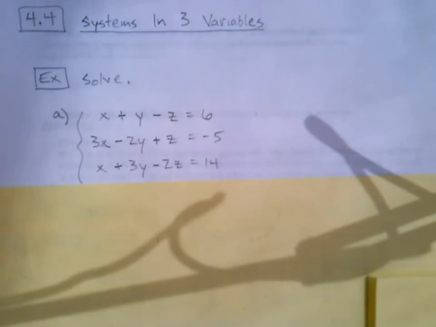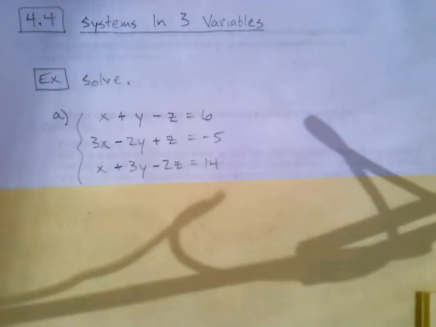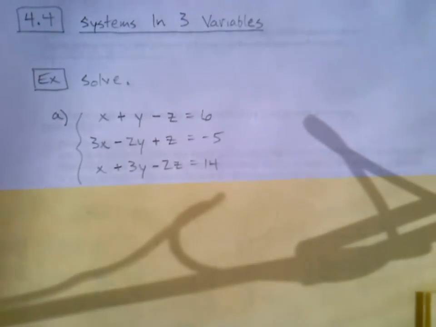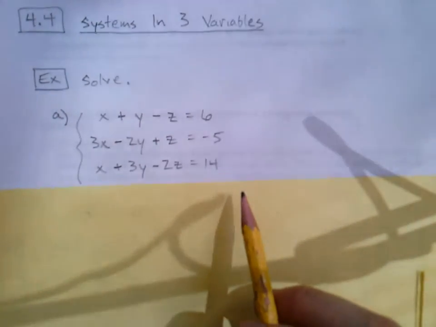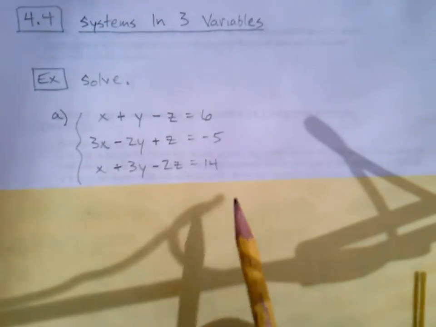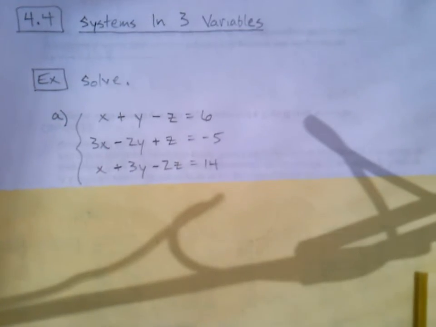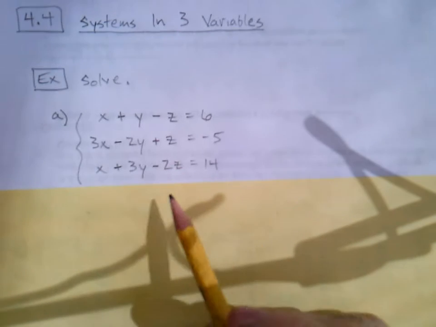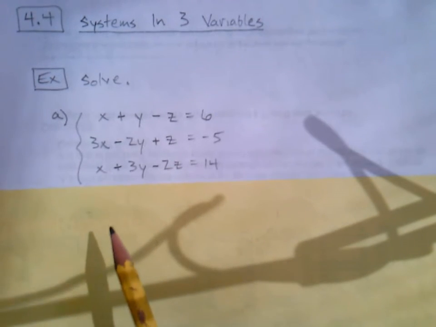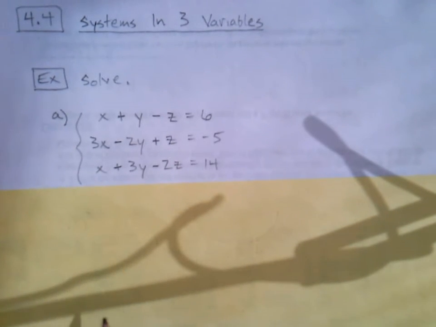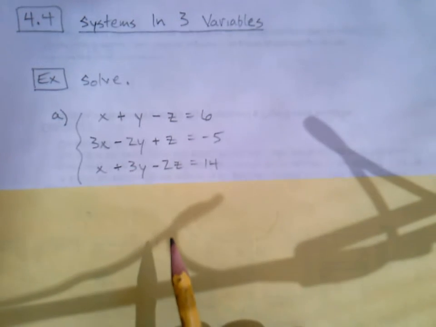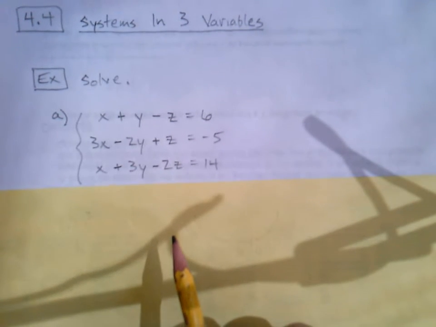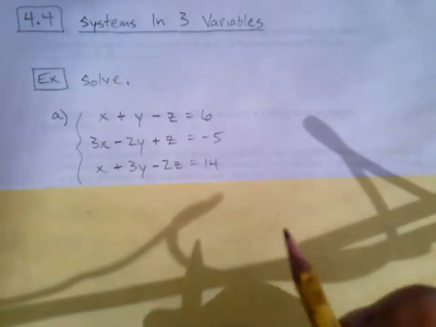Okay, here is the official beginning of 4.4, systems in three variables. We're going to dive right into the first example, solve. And you notice, wow, this is a lot more intimidating than that practice problem, that prerequisite problem we just walked through. We've got three equations. Each of them have three variables. Part A, x plus y minus z equals 6, 3x minus 2y plus z equals negative 5, x plus 3y minus 2z equals 14.